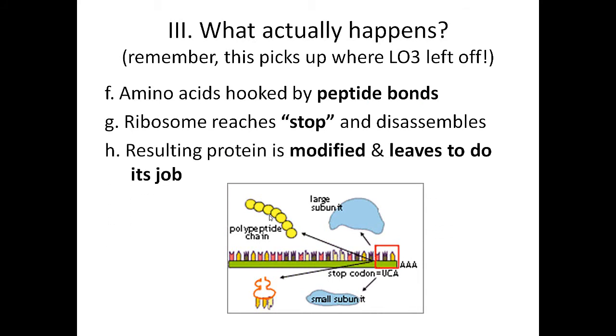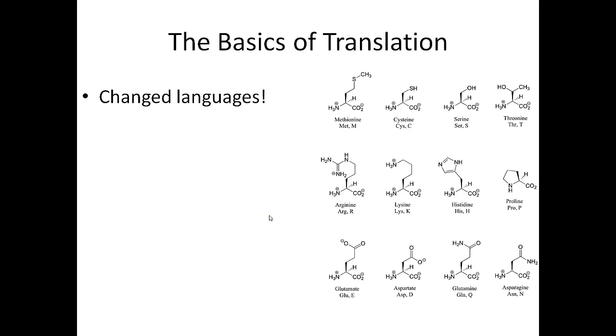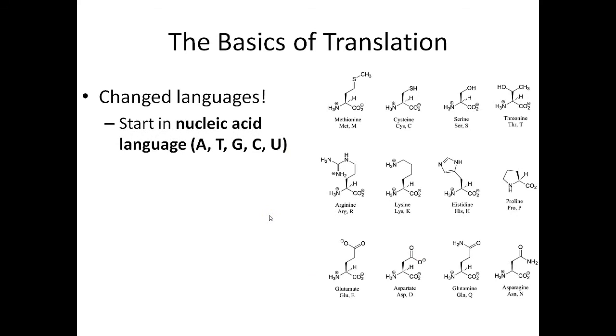We changed languages now. That's why this is called translation. We started in nucleic acids. DNA was an ATGC. RNA was an AUGC. It was a different dialect, just like if I started talking in a British accent again. Different dialect, but still nucleic acid language.